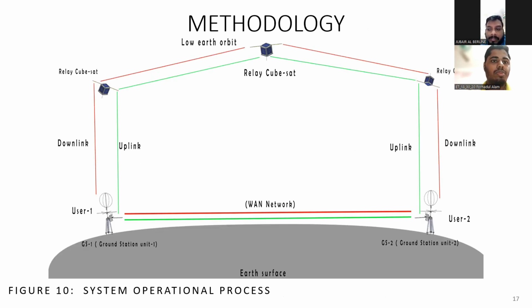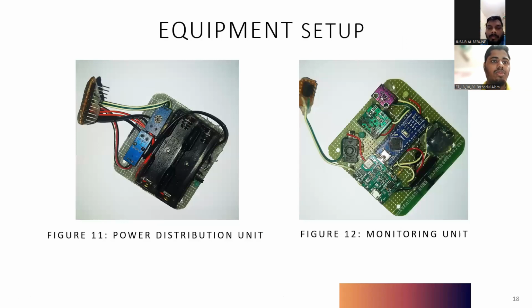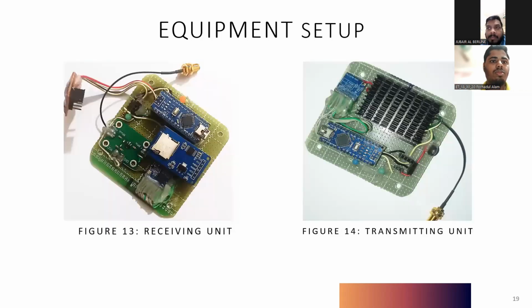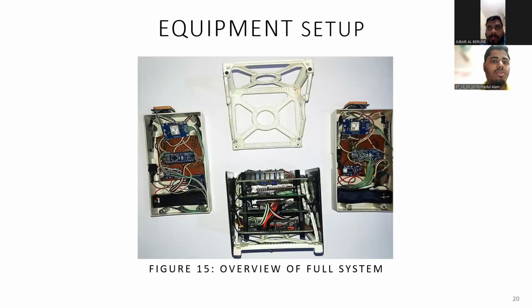Setup process. Here the figure shows the build of the power distribution unit and monitoring unit. And here we see the build of the receiving unit and sending unit, and lastly we see the full overview of our whole system, where we see the prototype of our CubeSat and two ground stations.